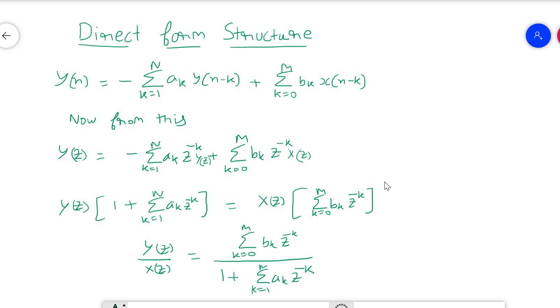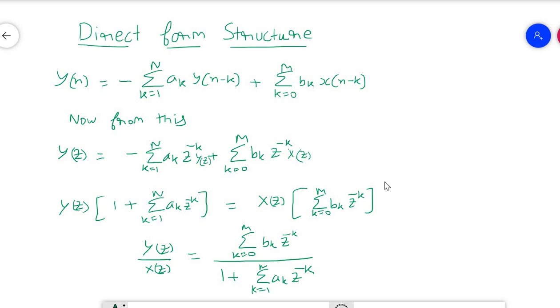Today's topic is direct form structure. Direct form structure is divided into two parts, direct form 1 and direct form 2. First of all, I will explain the difference equation in the case of the direct form. Now, this is the difference equation.